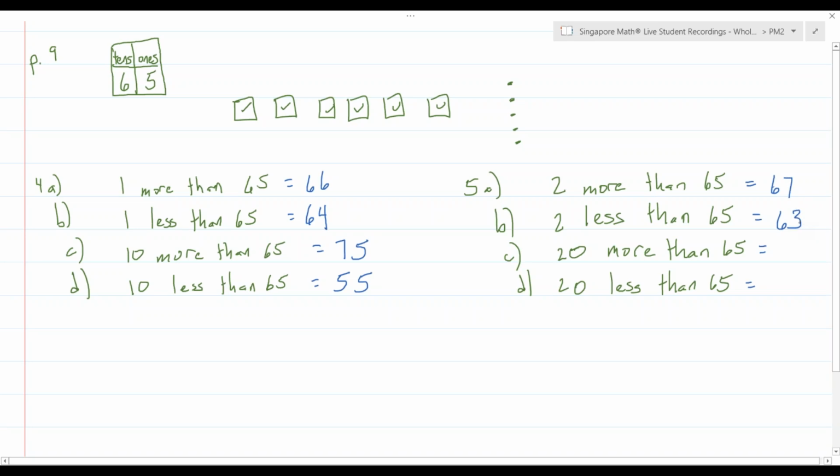20 more than 65 is going to add 2 more tens to my list, and that will give me 8 tens, 5 ones, or 85. If I have 20 less than 65, I will take away 2 tens. Now I'm down to 4 tens, and I still have 5, so 45 is the answer to that last one.